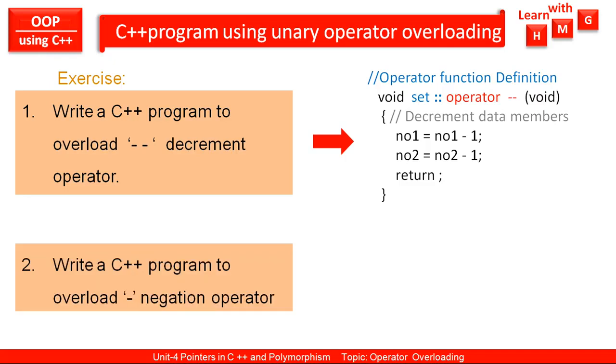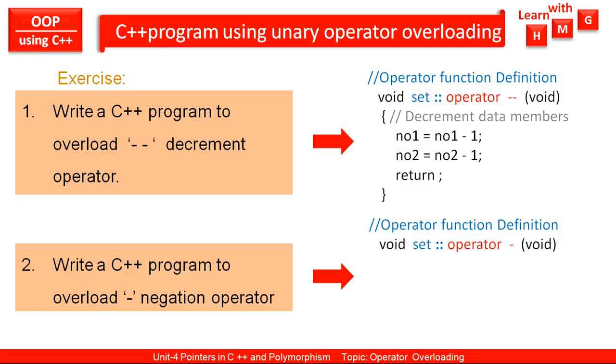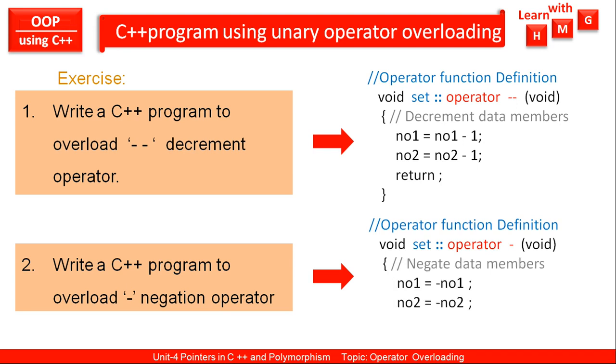The second program you can also try easily is to overload the negation operator, that is the minus operator, and the operator function of the negation operator will be like this: void, the class name with scope resolution operator, operator minus, void, and here within the body of the function you will negate the data members like this: no1 is equal to minus no1, no2 is equal to minus no2, and end of the function. So using these two operator functions you can easily write these two programs as a practice exercise, and you can refer to the programs which I have explained to you.